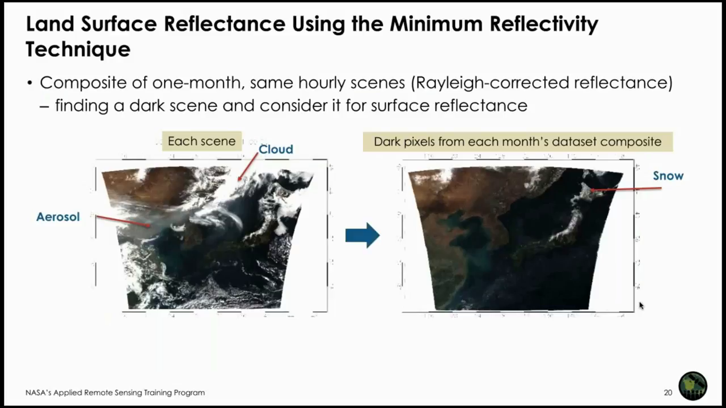This is one example of the land surface reflectance using the minimum reflectivity technique. We can see the aerosols and cloud signals in each scene, but we combine each scene's data for 1 month and the same hourly scenes. After Rayleigh scattering is corrected, we can find some dark scenes and consider them as surface reflectance, like the white figures. We can see most aerosols and clouds are masked, and we get the real surface signal from the composite database, but we also see the remaining bright pixels, like snow here.